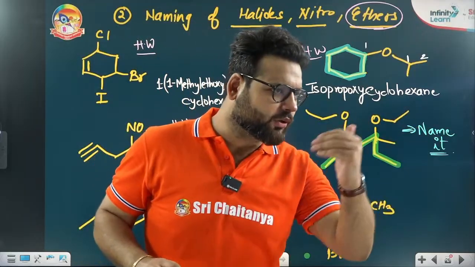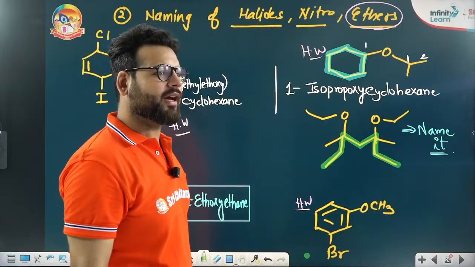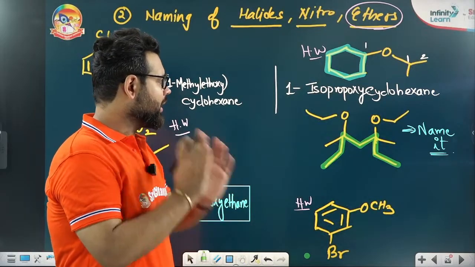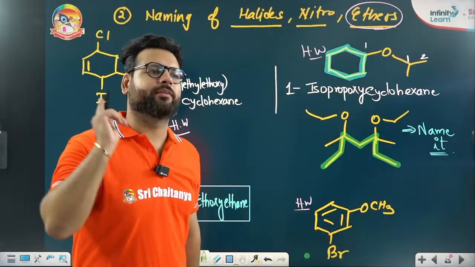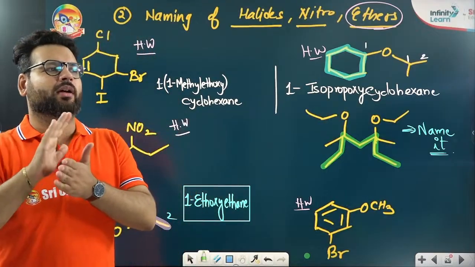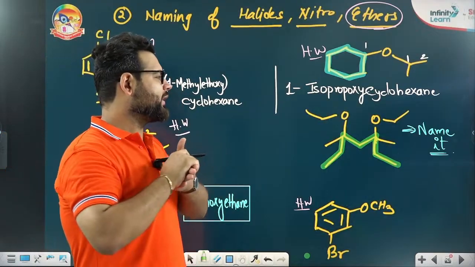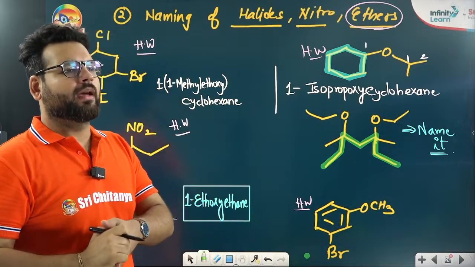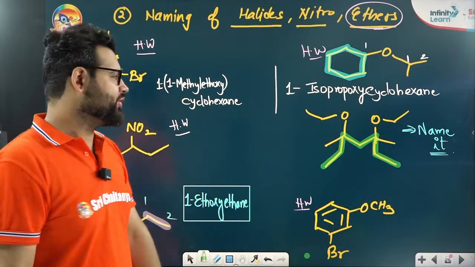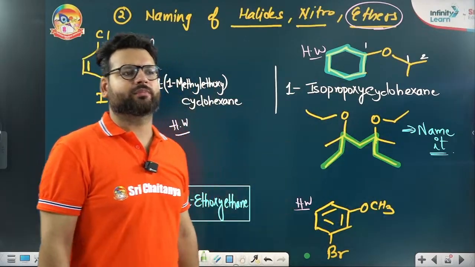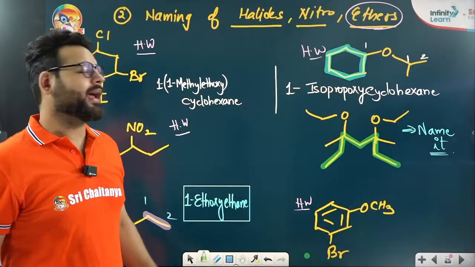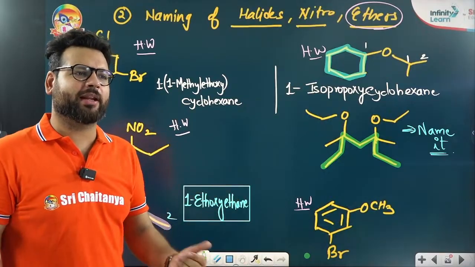Very good, 3,5-diethoxy, 3,5-dimethyl heptane. Good, Gayatri. Clap for Gayatri, everybody. Message claps for Gayatri in the chat box. It's just a 7-carbon parent chain. 1, 2, 3, 4, 5, 6, 7. 7-carbon heptane. It's just a heptane.